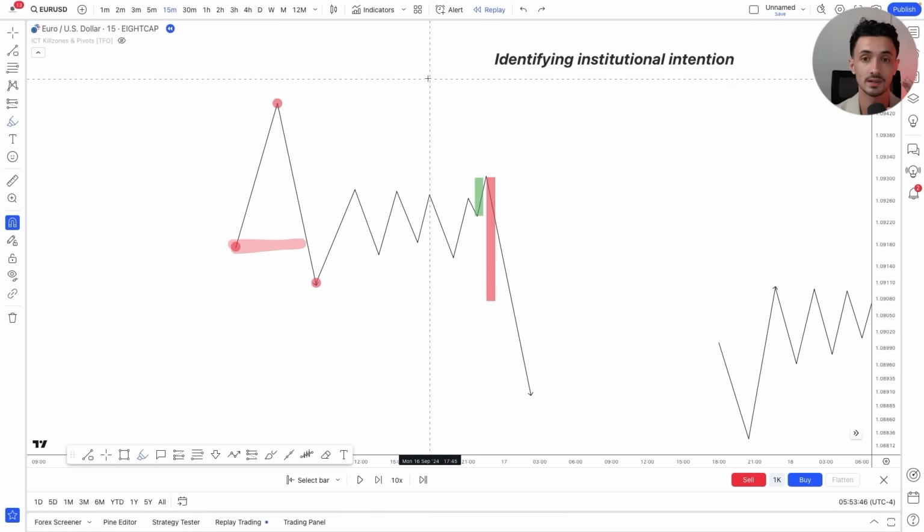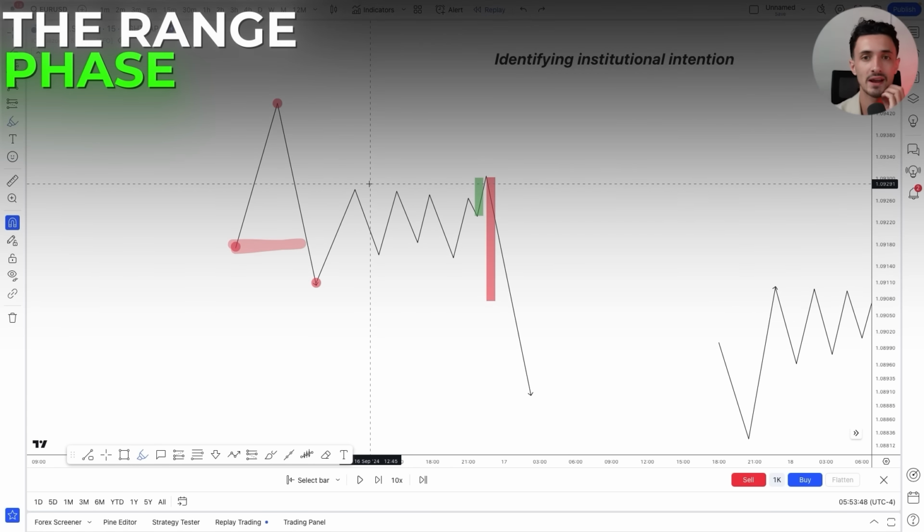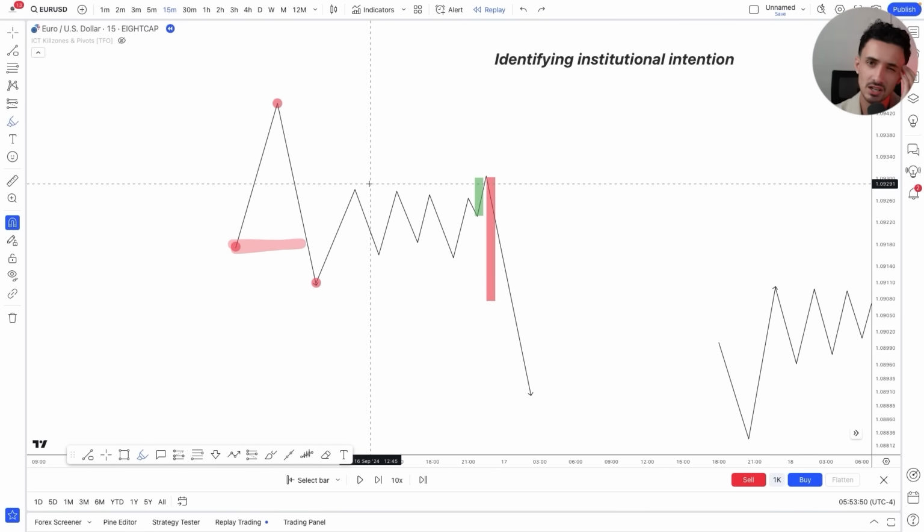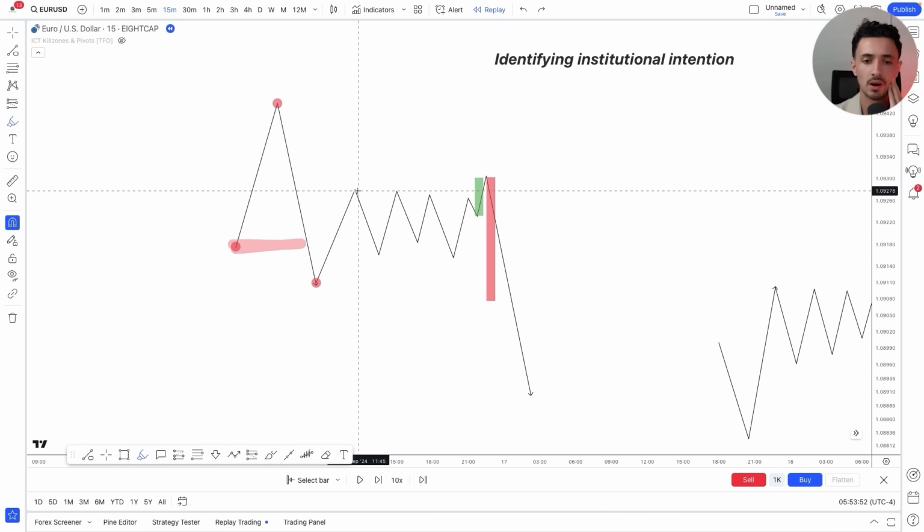The first one is the range phase. What does a range represent? Many people don't really understand what a range is. Price is not really trading higher and it's not really trading lower. Why is that? It can be one of two reasons. Number one, there's not much liquidity in the market right now, so price isn't moving much. There aren't many active participants.